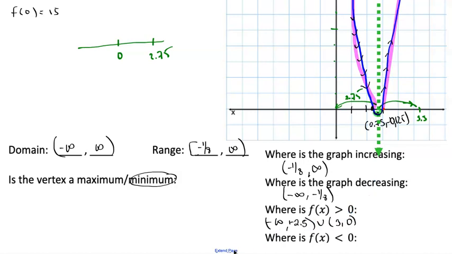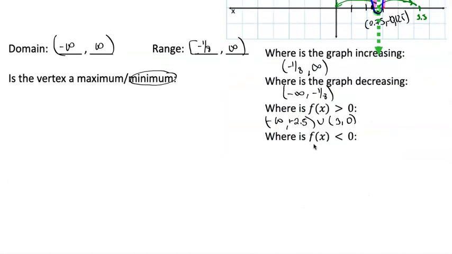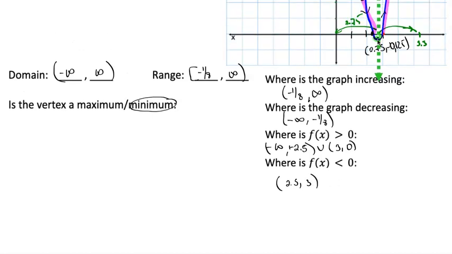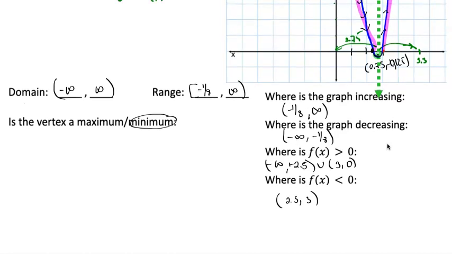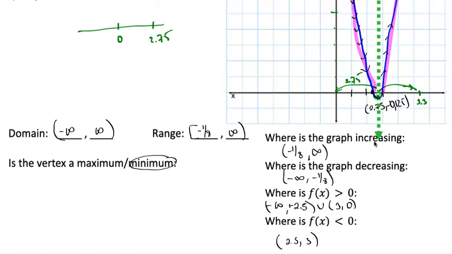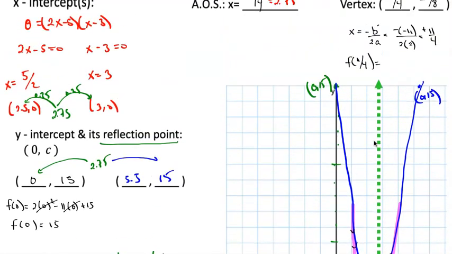So to answer this last question, where are the y values less than 0? The y values are less than 0 from the first x-intercept to my second intercept. Alright, so there's your second graph here.